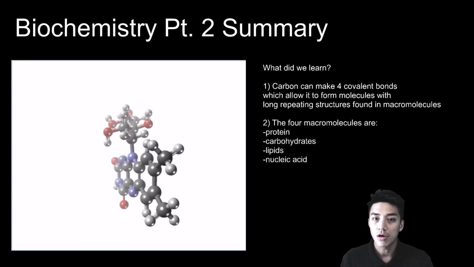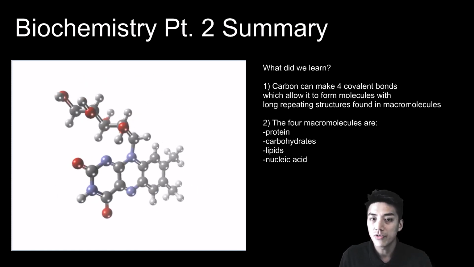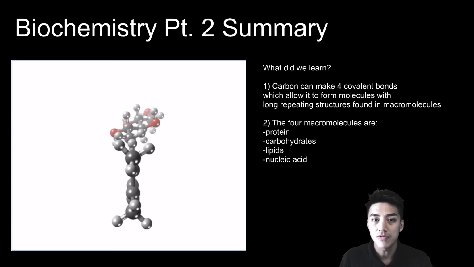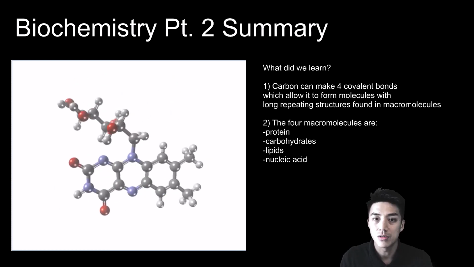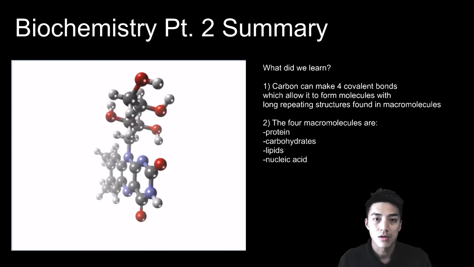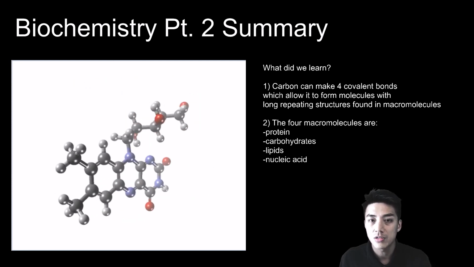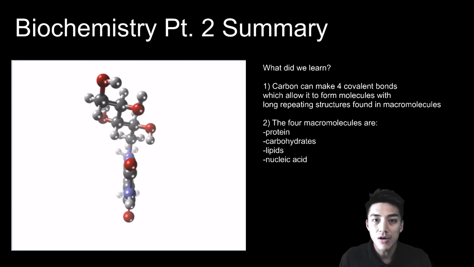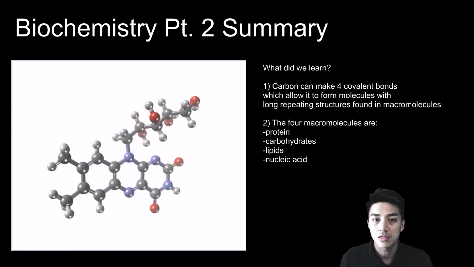So we learned that carbon is really unique in that it can make 4 covalent bonds with different atoms and elements, including itself. Because it could do this, it can make long repeating chains of molecules, and this is found in the macromolecules that we also discussed. There are 4 macromolecules, and this includes proteins, lipids, carbohydrates, and nucleic acids, and they all have different forms and functions, such as providing energy and structure to the cell.